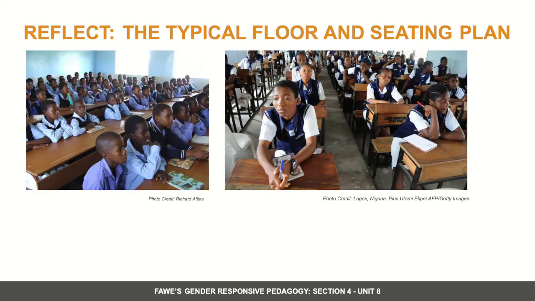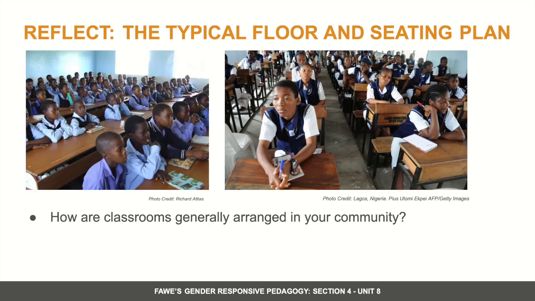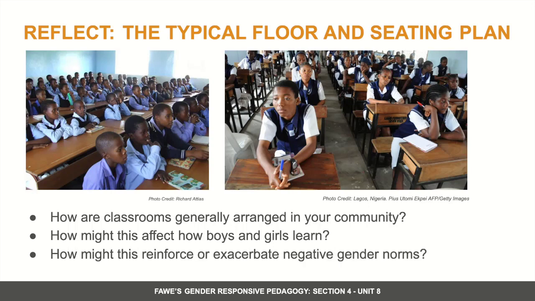Reflect on the following three questions and provide your thoughts in the space provided. How are classrooms generally arranged in your community? How might this affect how boys and girls learn? How might this reinforce or exacerbate negative gender norms?